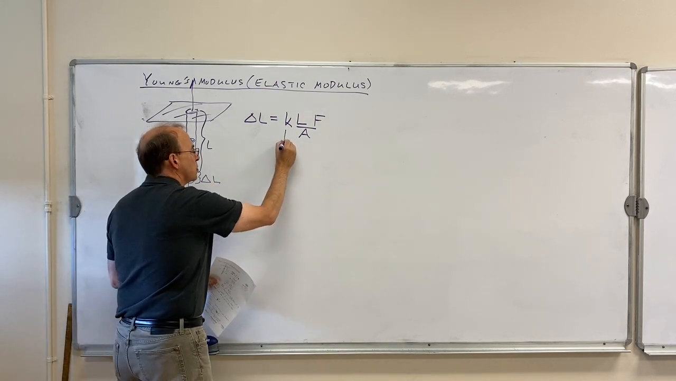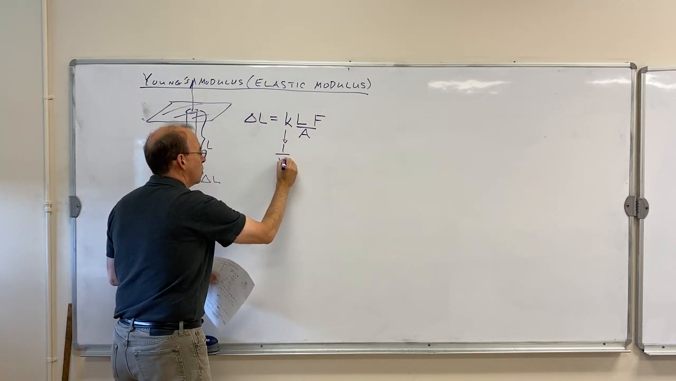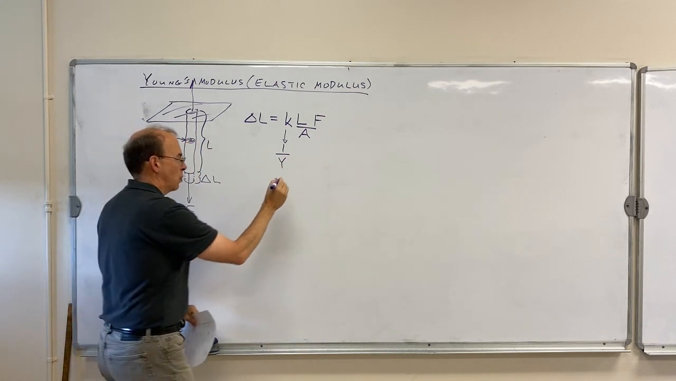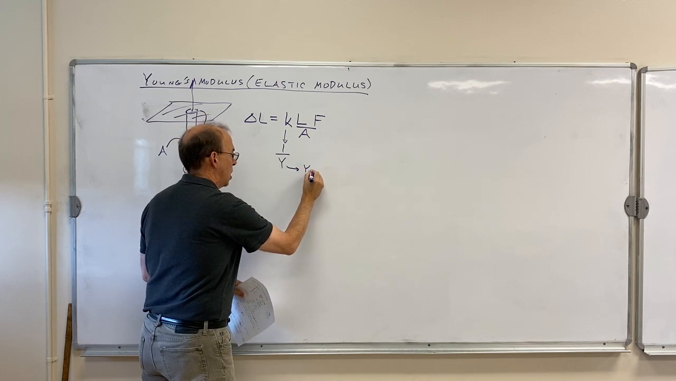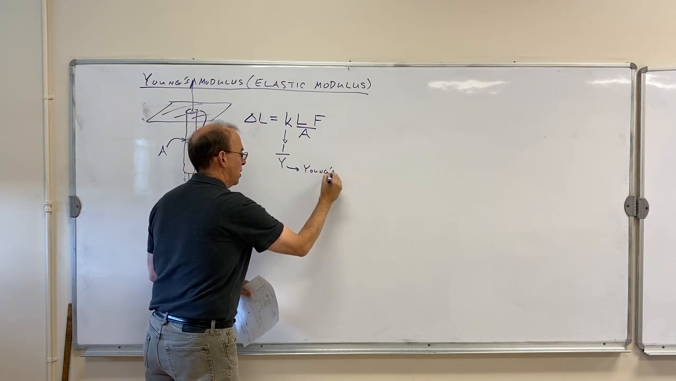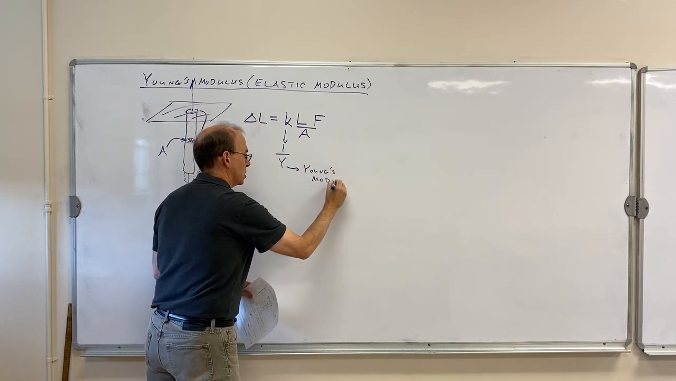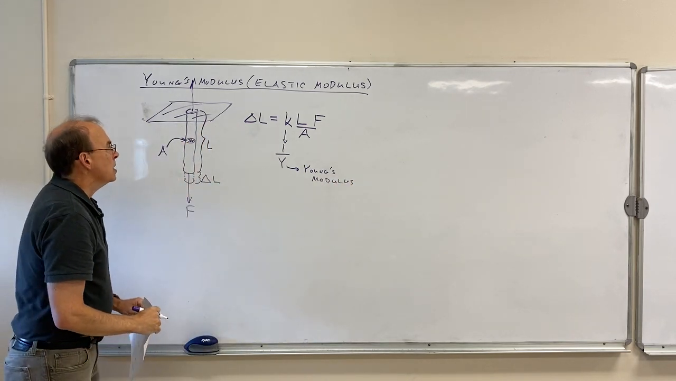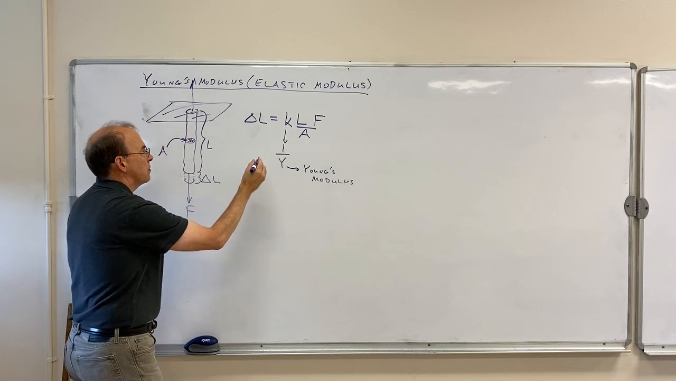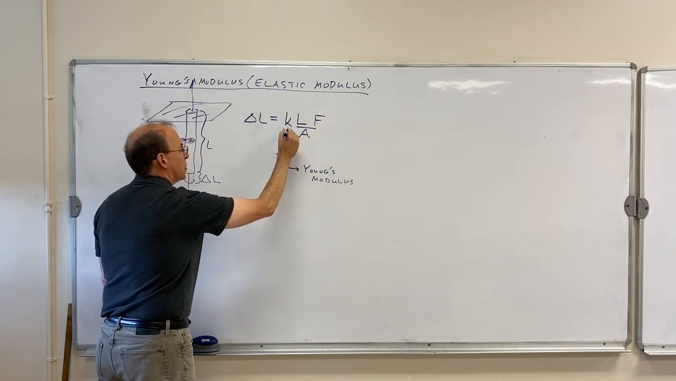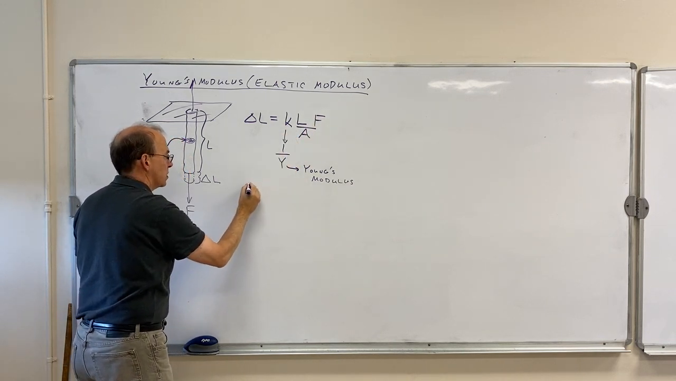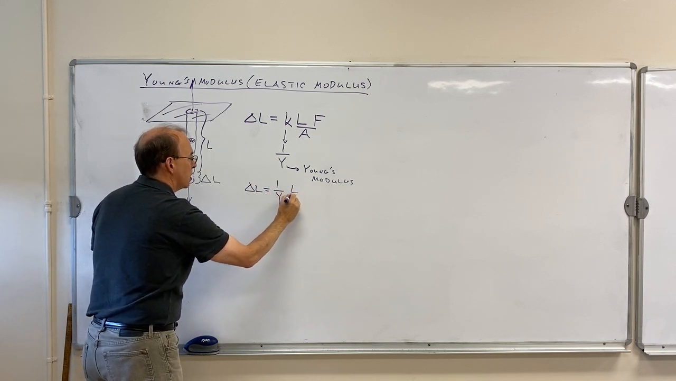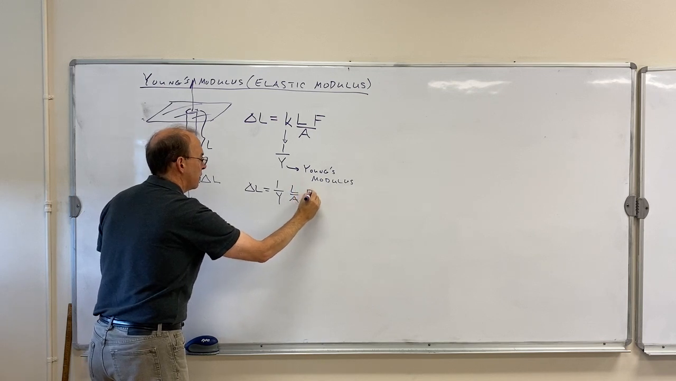This constant gets written as 1 over Y. And we'll see why it's written that way in a moment, where this Y is something called Young's modulus, or as we saw up above, the elastic modulus. Modulus just means something like constant. So I'm going to rewrite this formula now, putting in the 1 over Y. I've got delta L is 1 over Y, L over A, F.